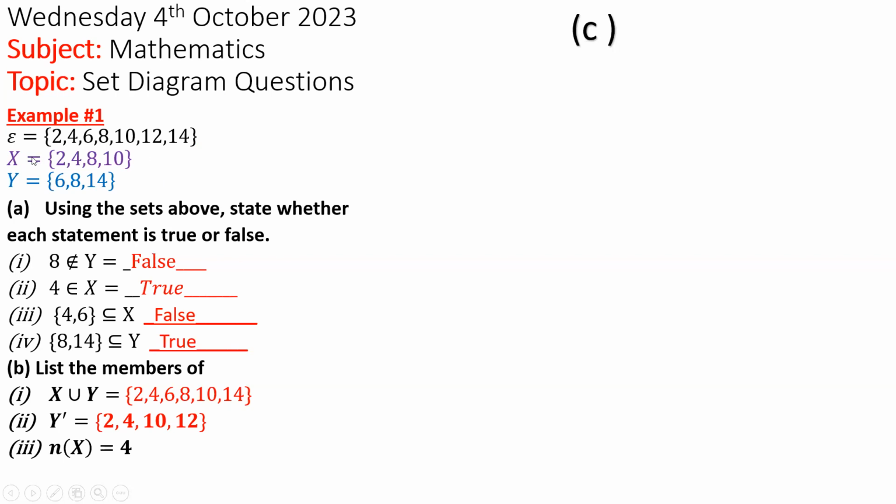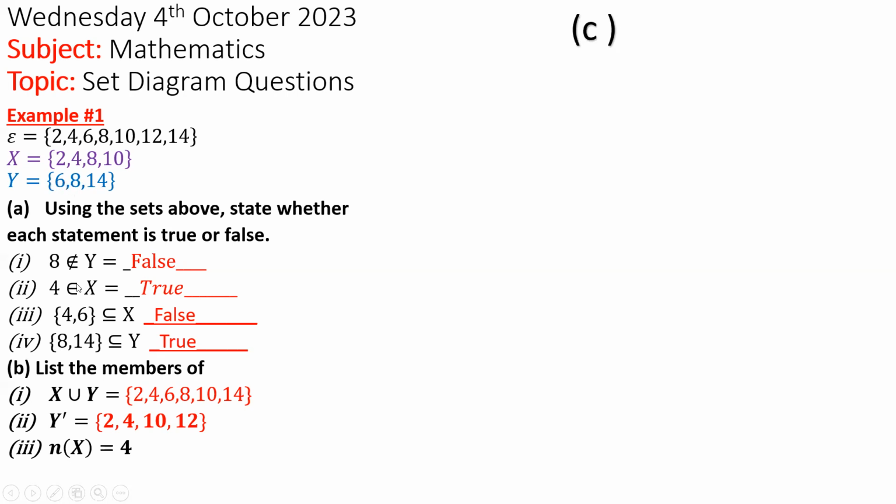What are the elements in X? 2, 4, 8, and 10. Very good. Is 8 a part of X? Yes, sir. Let's go to Y. What are the elements of Y? 6, 8, and 14. Good. Is 8 a part of Y? Yes, sir. But this says 8 is not an element of Y. So is that true or false? False, because 8 is in Y.